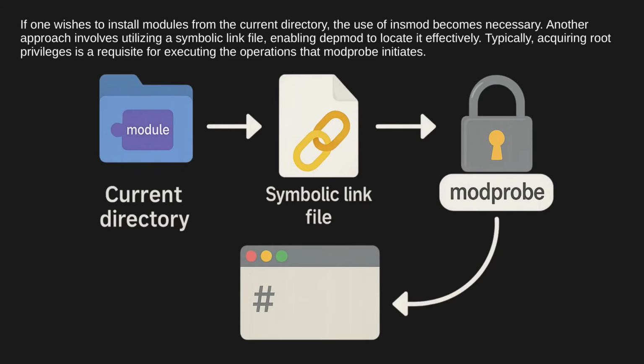If one wishes to install modules from the current directory, the use of insmod becomes necessary. Another approach involves utilizing a symbolic link file, enabling depmod to locate it effectively. Typically, acquiring root privileges is a requisite for executing the operations that modprobe initiates.